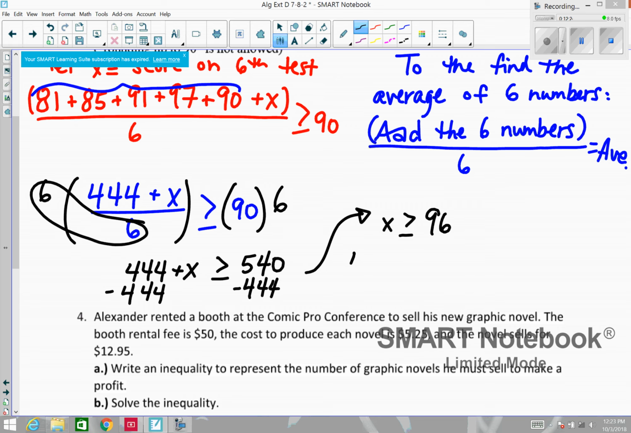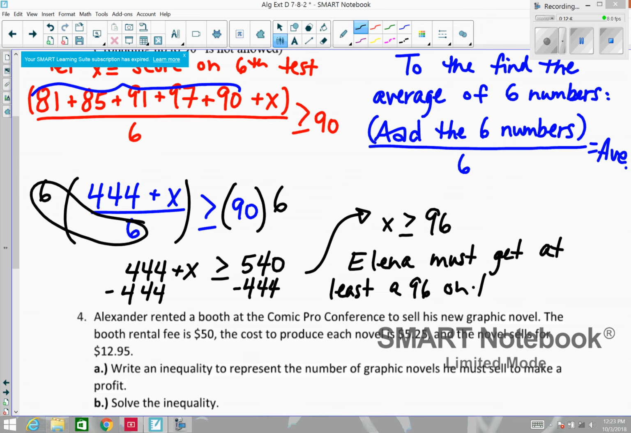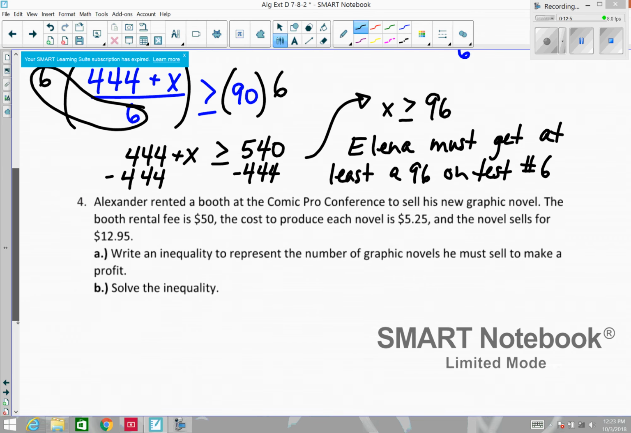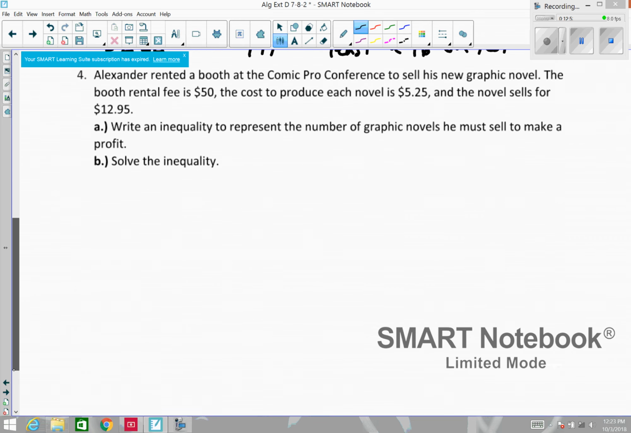So Elena must get a 96 or higher, I'm going to say at least a 96 on test number 6 in order for her overall average to be 90. That I think is one of the tougher questions on this unit.